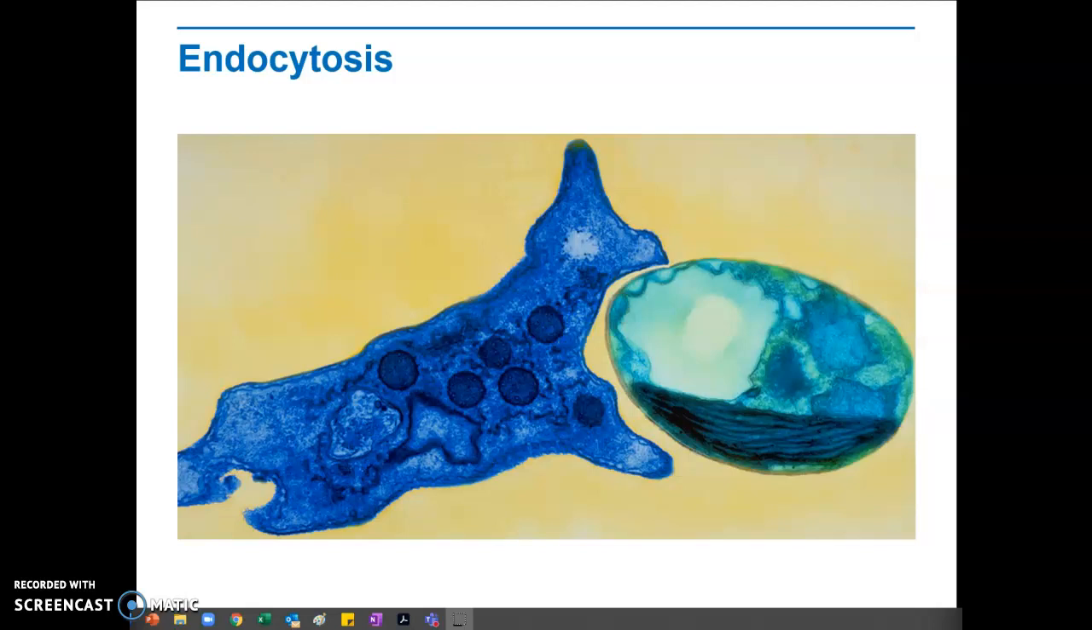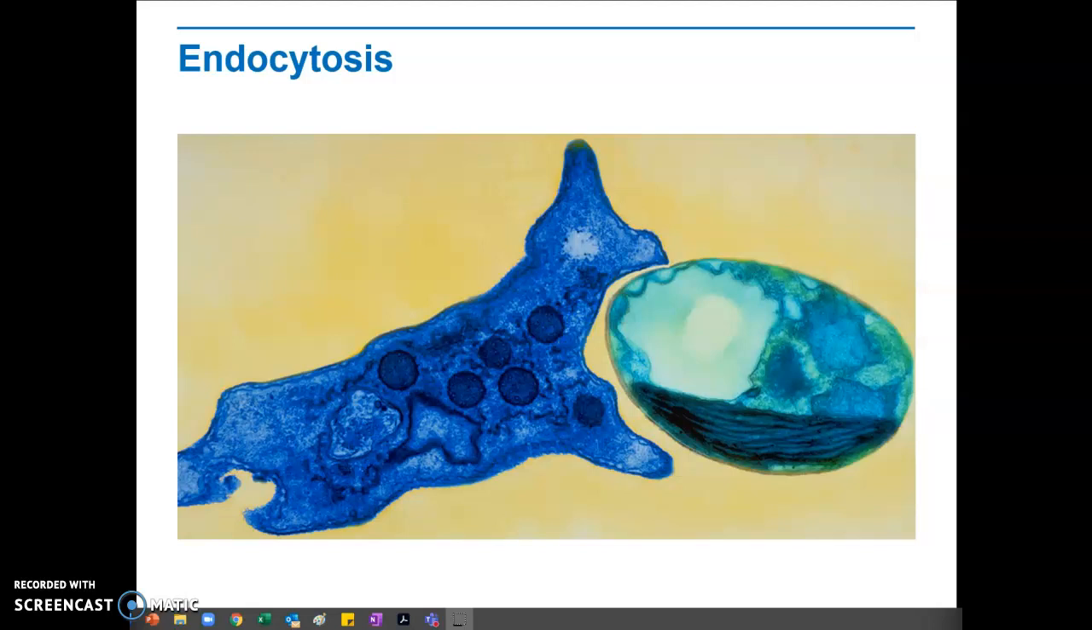Why do you think endocytosis is an example of active transport as opposed to facilitated diffusion? The reason here is endocytosis is going to require energy to engulf a particle and form a vesicle around it.